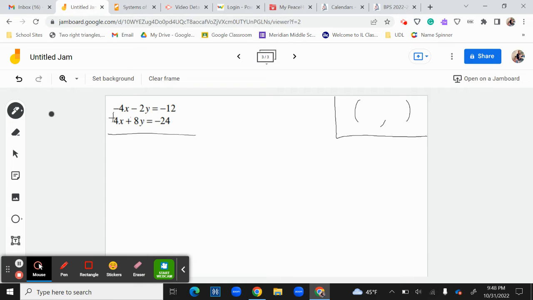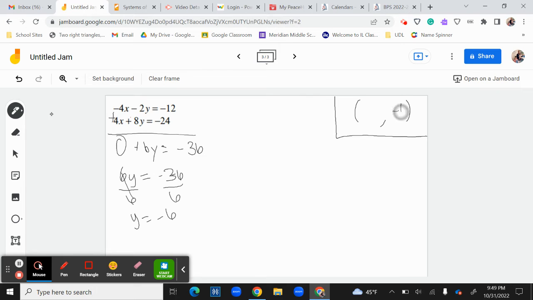Negative 4x plus positive 4x gives me 0. Negative 2y plus 8y gives me a 6y. And then negative 12 plus negative 24 would give me negative 36. Now, in my equation, I'm left with 6y equals negative 36. To solve this, I just need to divide both sides by 6. And then I'm left with y equals negative 6.